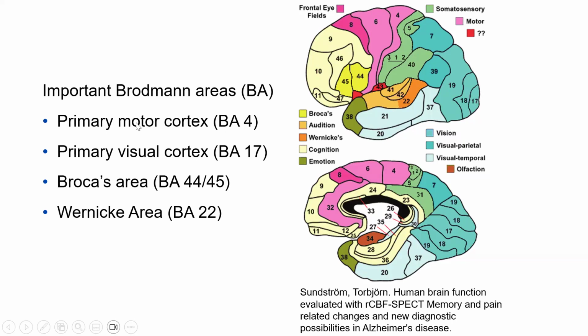Also, primary motor cortex, we talked about how motor control is important for the frontal lobe. Well, primary motor cortex is in the frontal lobe. Then we have Broca's area and Wernicke's area, which we'll see are both involved in language, and those are Brodmann area 44-45, right here, and Brodmann area 22, right here.